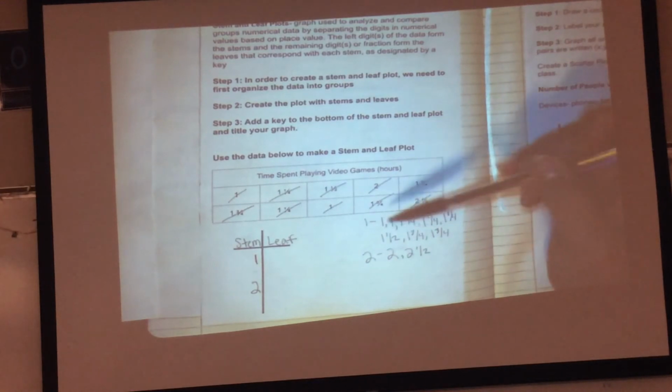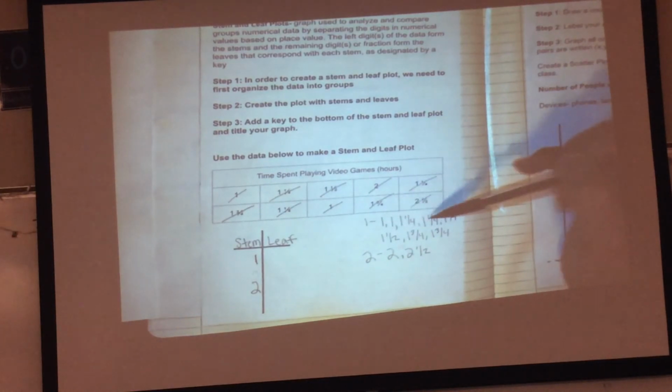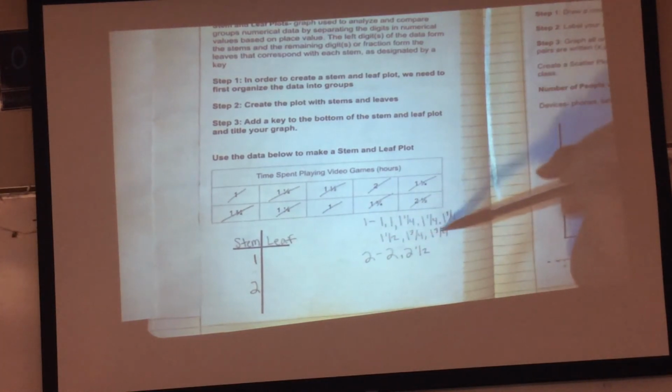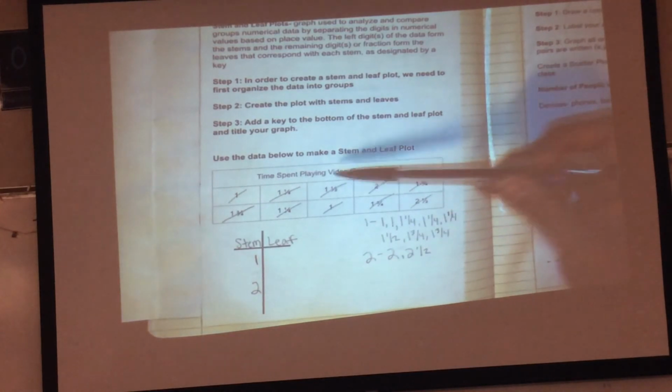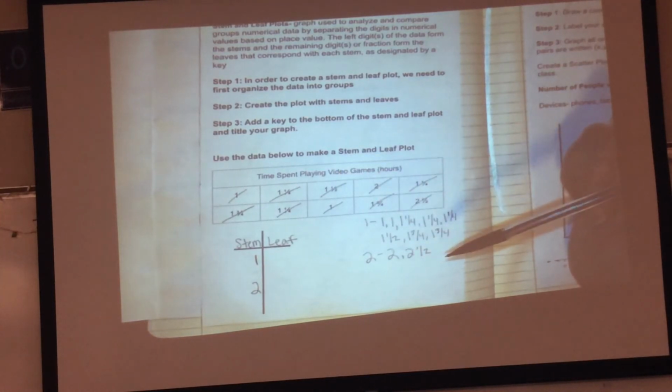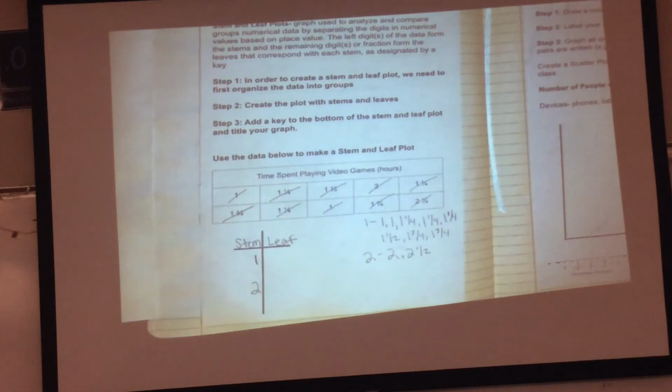Let's count how many things we have written down. 1, 2, 3, 4, 5, 6, 7, 8, 9, 10. Is that how many I said were in here? Yes. Okay. So now we have something important to talk about. I have to list something for the leaf for one whole, right? Yes. My leaves are going to be in fraction form, because all the other ones are fractions, right?